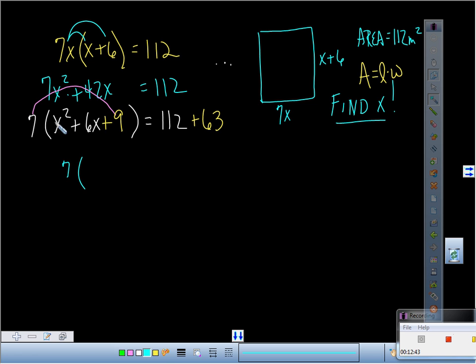Okay? And it's square root of the first. What's that? Keep the sign. Square root of the last. Quantity squared. This number can also be found by taking half of that. Over here, what's 112 plus 63? Now, y'all, this is just like the problems that we've been working. So what do I do? Divide by 7.